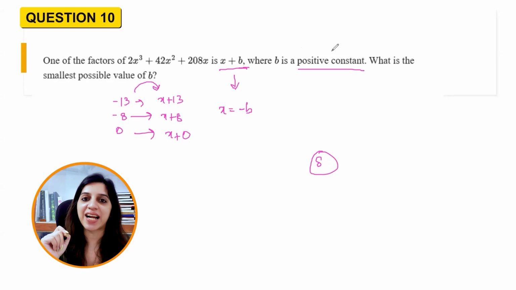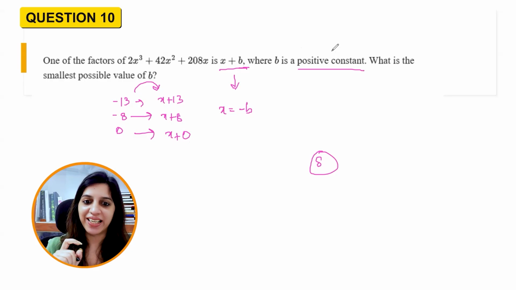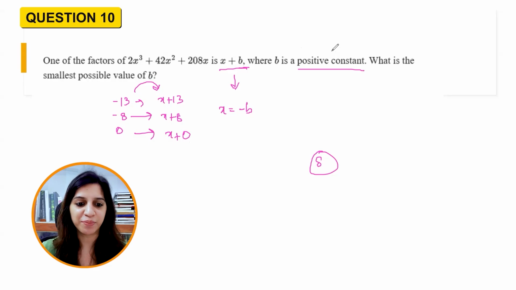The only number that is smallest out of 0, 8, and 13 and is also positive and is also constant, it's only 8. So my answer is going to be 8 and not 0 and not 13. All right. I hope it's clear. Moving on, let's see the next question.